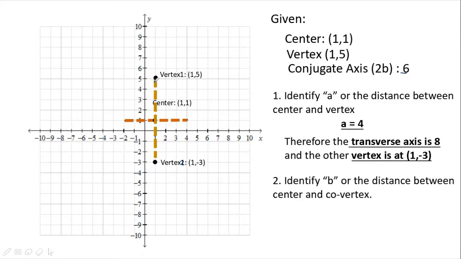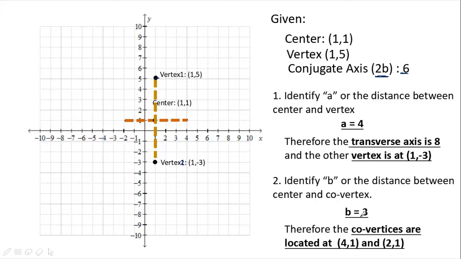So let's identify the b. Since we have the given conjugate axis, this is the distance between the two covertices. We will divide both sides by 2 so that we can get the value of b. 2b divided by 2 is b, and 6 divided by 2 is 3. So we have b equals 3.